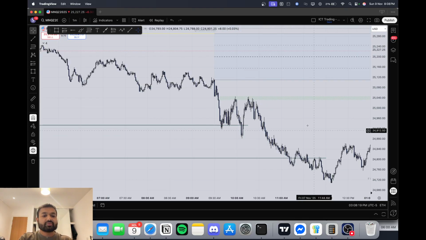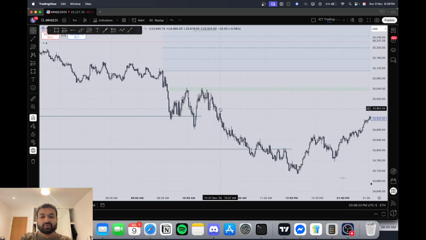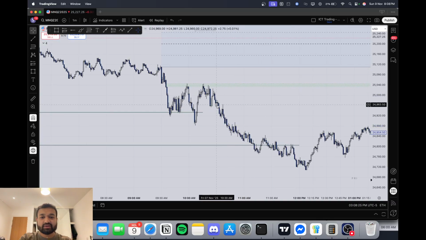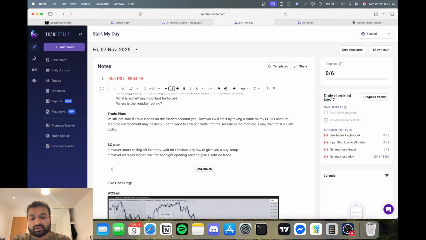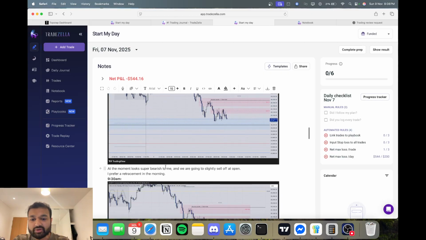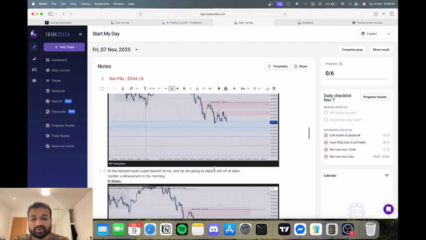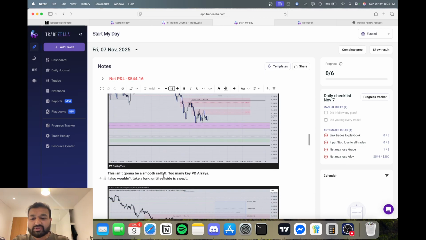And then we had all this move lower, and this is where I really had my pain. This move lower is literally what destroyed me as a trader, because at the moment we look bearish, and we are going to slightly sell off at open. I prefer retracement in the morning. This isn't going to be a smooth sell-off.